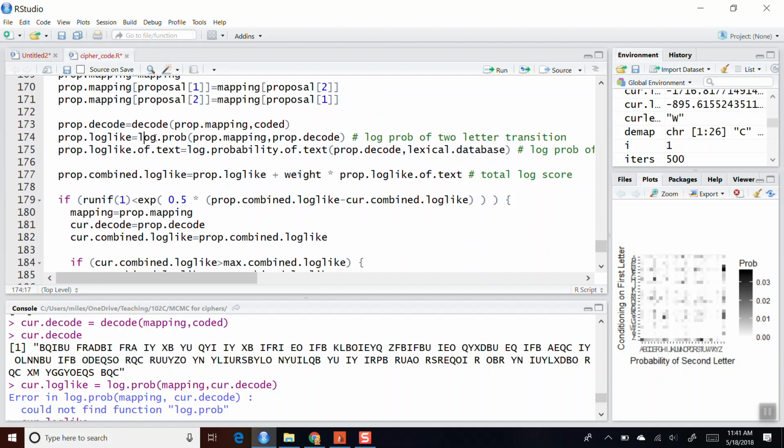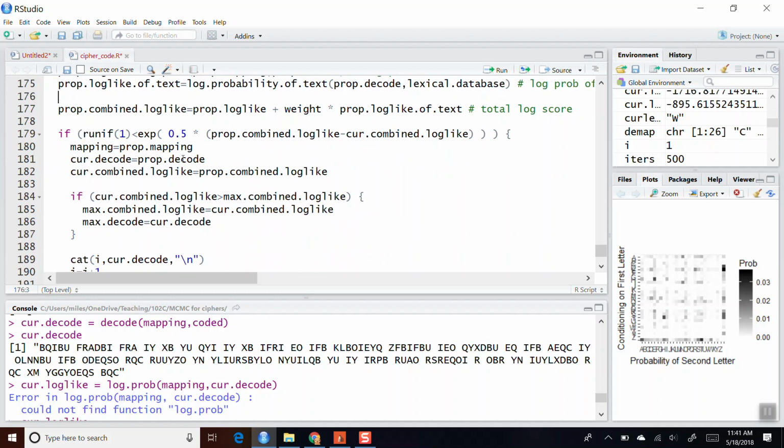We find the probability score based on the two-letter transition. We find the probability score based on the words that appear, and then we combine those two. And then, because we are dealing in logs, we exponentiate them. And I can't remember why I put a 0.5 here in the code. I'll have to figure this out, but this is something I wrote a little earlier.